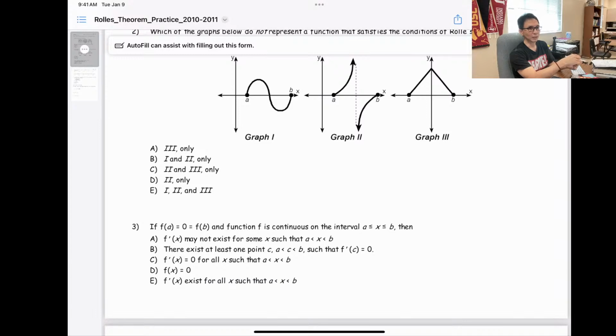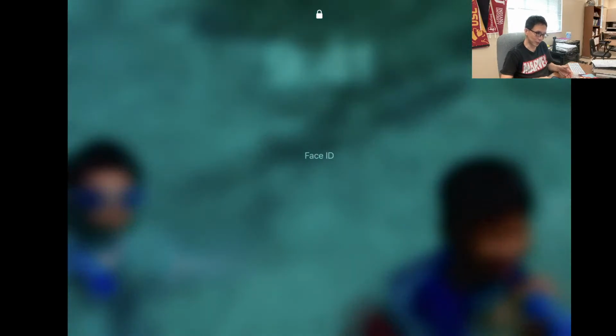E, f prime of x is this. That's just kind of saying that it's not necessarily true. It may be true, but it's not necessarily 100% true because they never say the whole function is differentiable. So therefore, E is not the right choice. A is the correct choice. A lot of people need to understand those small details.